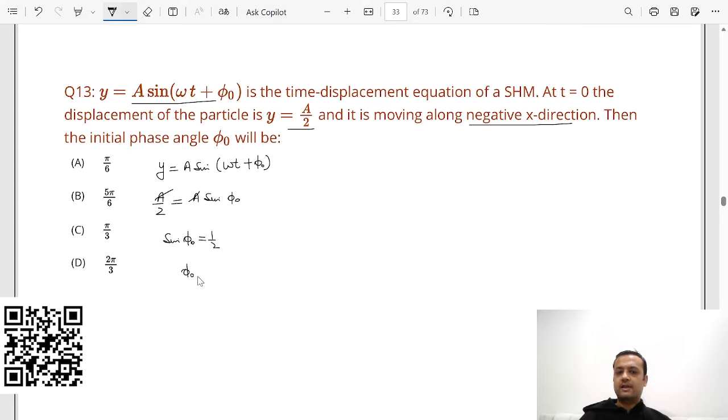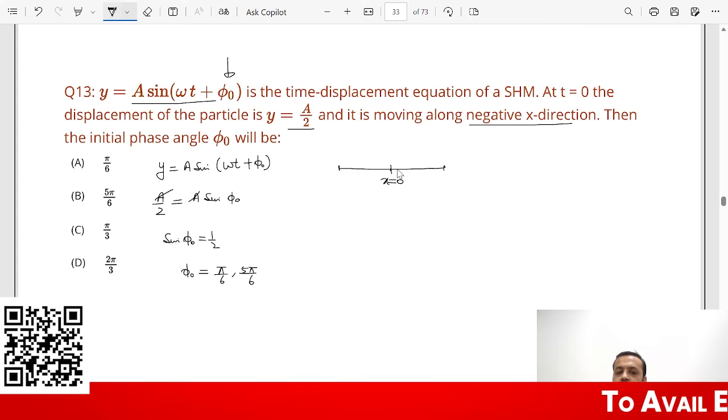Now, phi naught can have two possible values. One is pi by 6 and the other is 5 pi by 6. Which is going to be correct? 5 pi by 6 will be correct, because for pi by 6, the particle will move in the positive x direction. Let me just quickly tell you. Suppose this is the equilibrium position. So the initial phase, this is called the initial phase.